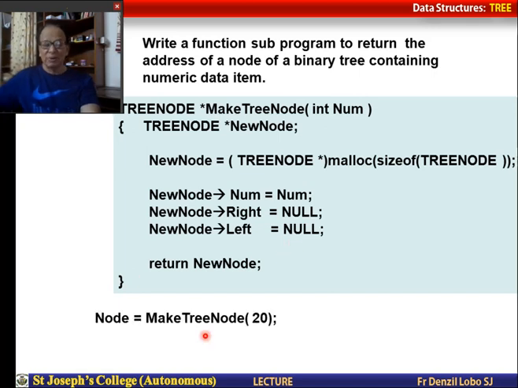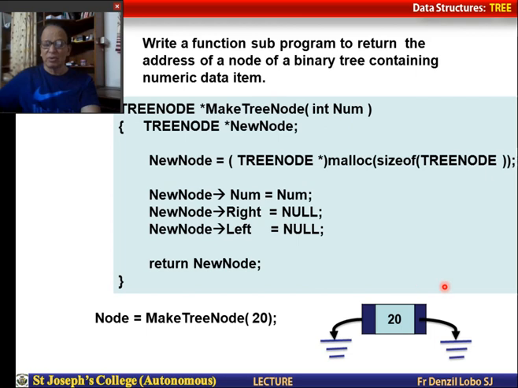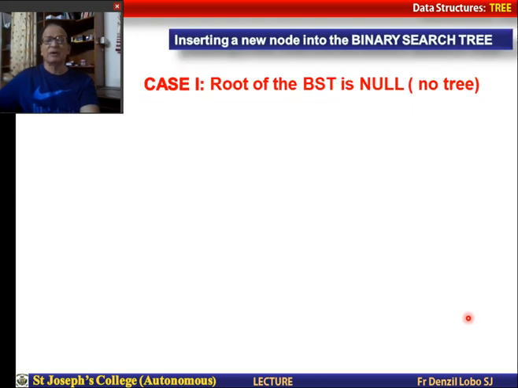Then you see, for example, here make tree node of 20, and this node will contain the address of this node, which contains data item 20, and right and left pointing to null. This is the pictorial representation of the same node, which contains 20, and left is null and right is null. These links are null, pointing to nothing. So with that we come to inserting.